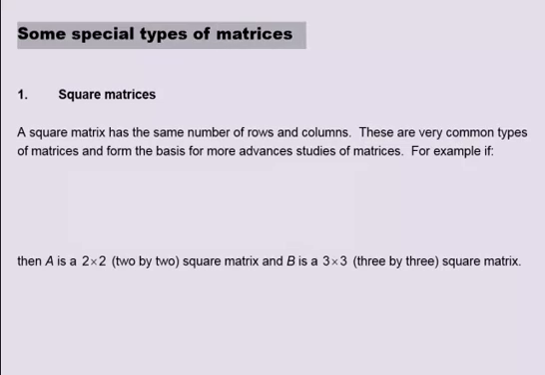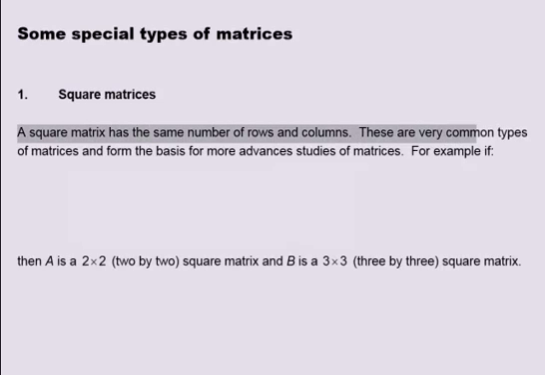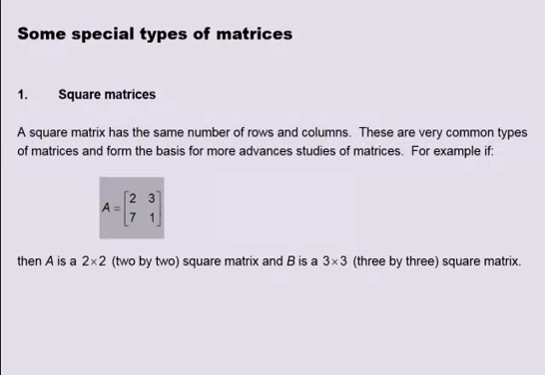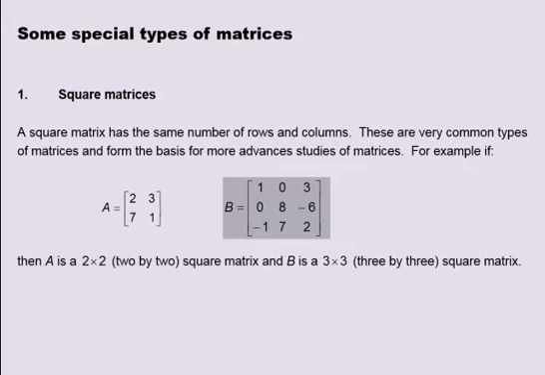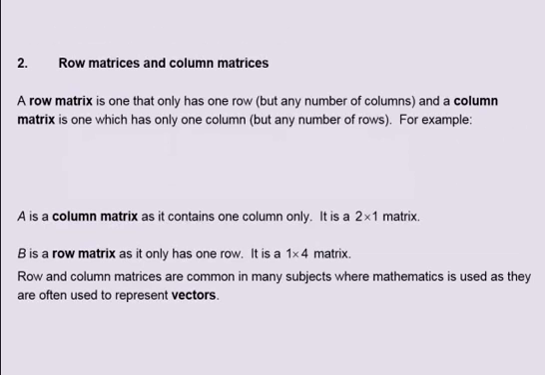Some special types of matrices. 1. Square matrices. A square matrix has the same number of rows and columns. These are very common types of matrices and form the basis for more advanced studies of matrices. For example, if A equals 2, 3, 7, 1, then A is a 2 by 2 square matrix, and B equals 1, 0, 3, 0, 8, minus 6, minus 1, 7, 2, then B is a 3 by 3 square matrix.